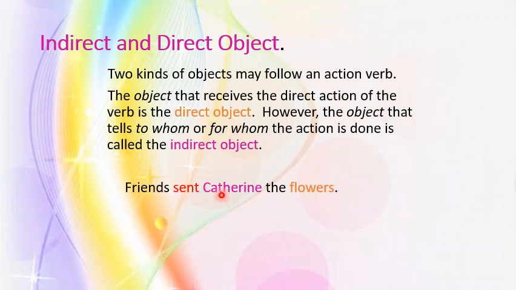Friends sent Catherine the flowers. In this sentence, the main verb is sent. Flowers is the direct object and Catherine is the indirect object.